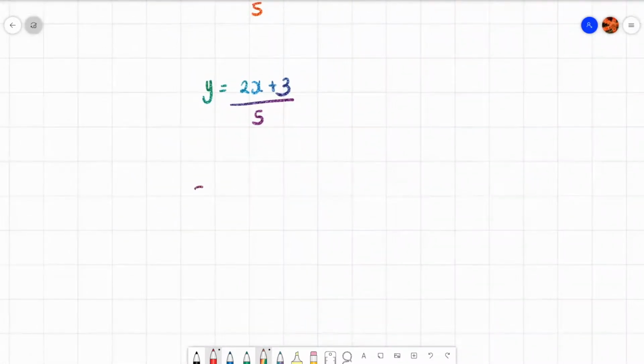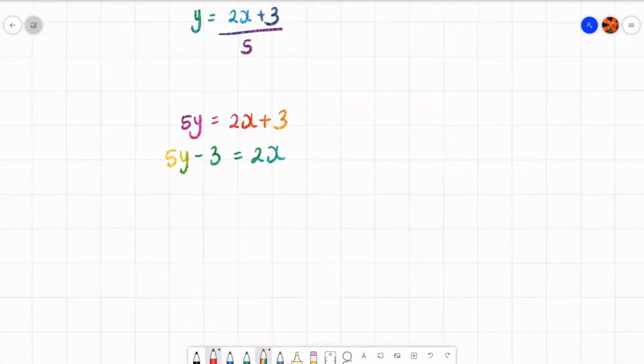So I'm going to times by 5. So 5y equals 2x plus 3. Oh, I can subtract 3 now. So 5y minus 3 equals 2x. Oh, I need to get rid of the 2 now. So (5y minus 3) divided by 2 equals x.